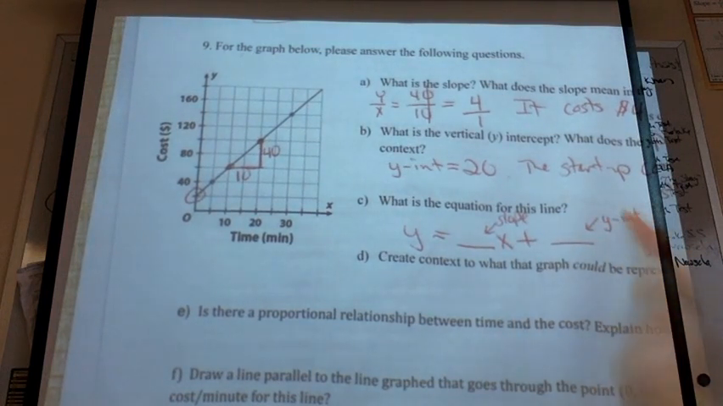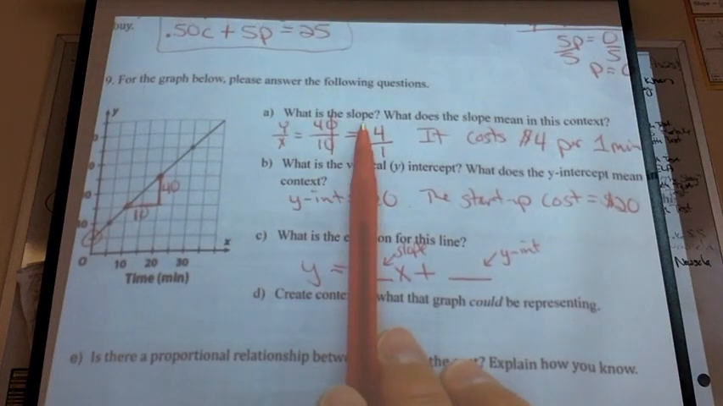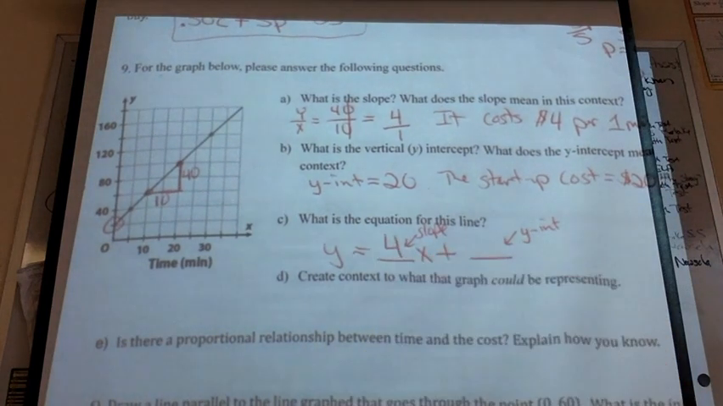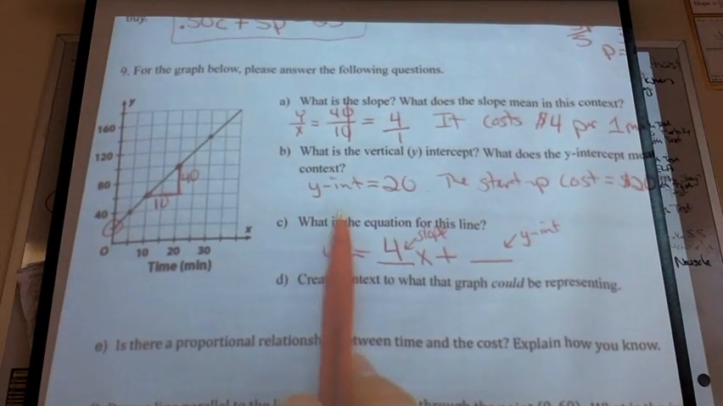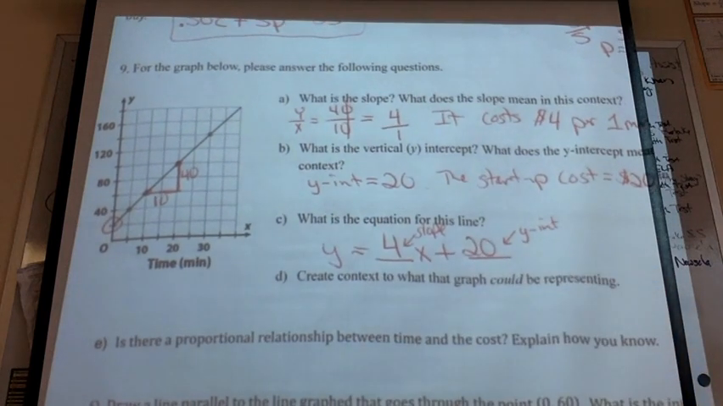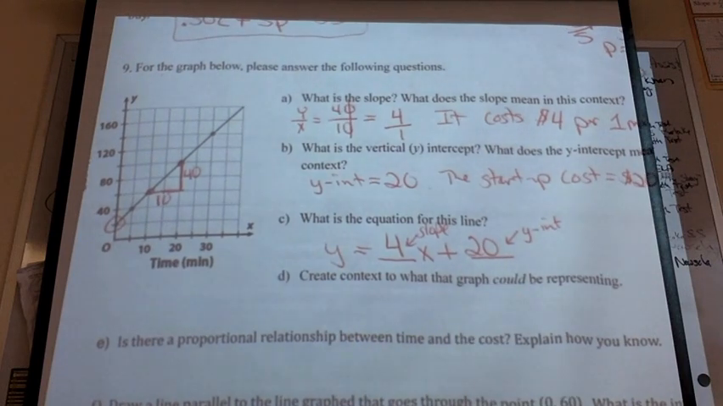So basically what we found out in both A and B, we found our slope in A to be 4 over 1. So you could put 4 over 1 if you wanted here, or just 4, so 4x. And we found out in B, our y-intercept was 20, so this will be plus 20. There's our equation for that line.